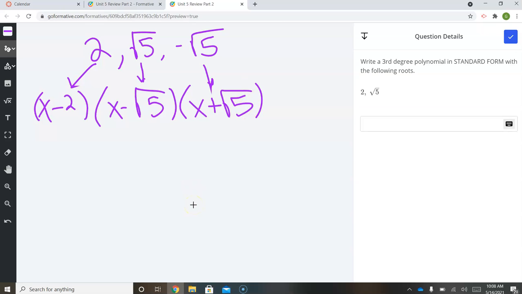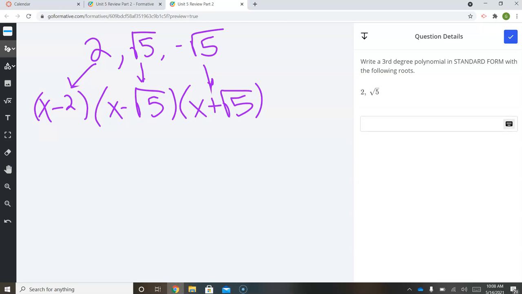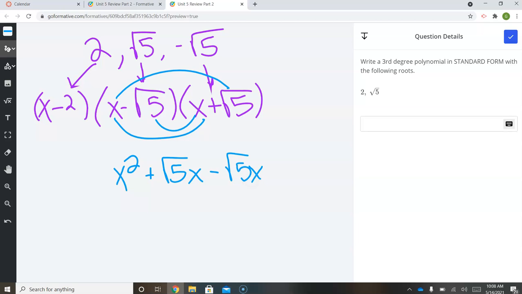This just takes 2 rounds of FOIL. So to show you the first one, I'm going to do it in blue. I'm going to do the radical 5 ones. So firsts is x squared. Outers is plus radical 5x. Inner negative radical 5x. And lasts negative radical, make sure you multiply, 25. But I'm going to clean this up.